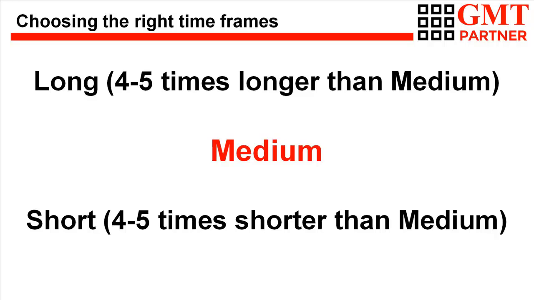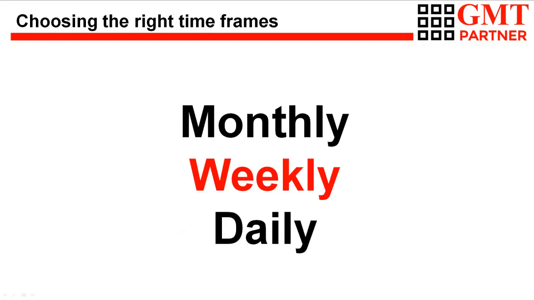The strategy is based on the observation that the perfect ratio between the lengths of time frames should be 4 or 5. Thus, the long time interval should be longer than the medium 4 or 5 times, and the short time interval should be shorter than the medium 4 or 5 times. Let me offer you several different sets of time frames for the triple screen strategy. For example, for long-term traders who hold their positions for a few weeks, the following set of time frames will do.